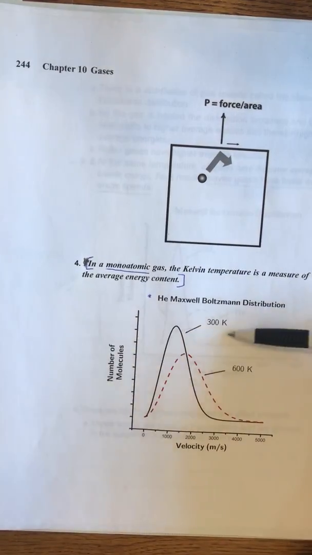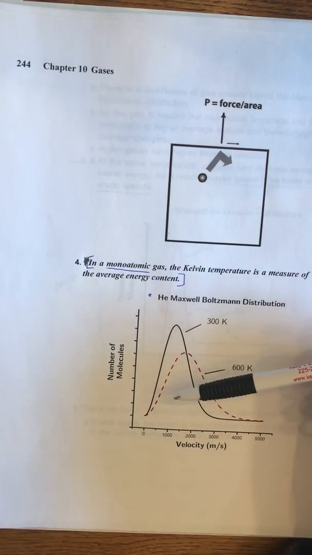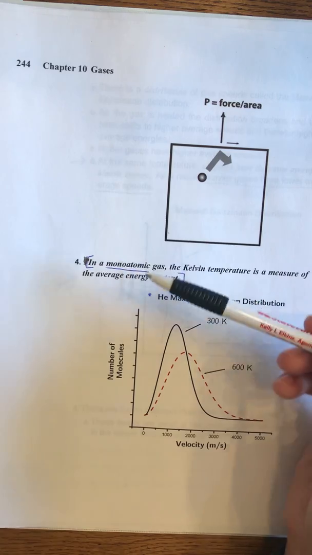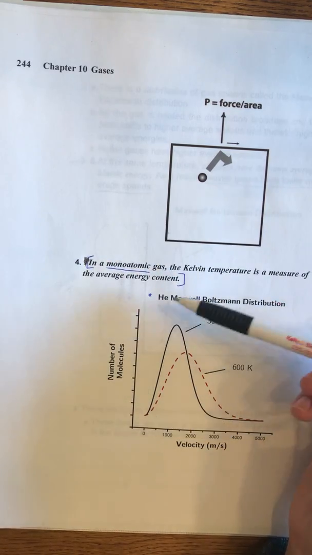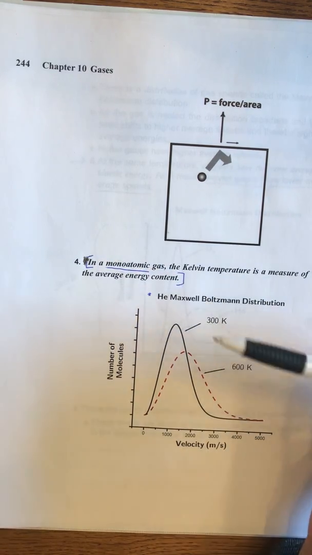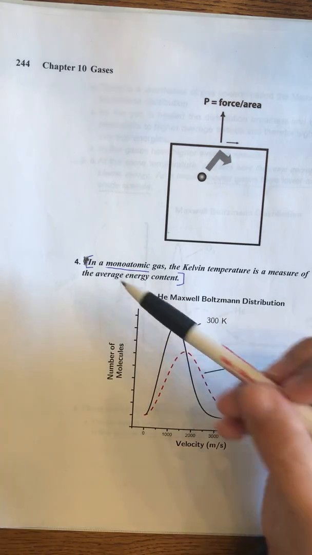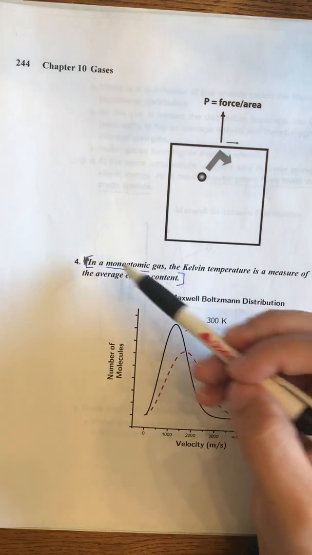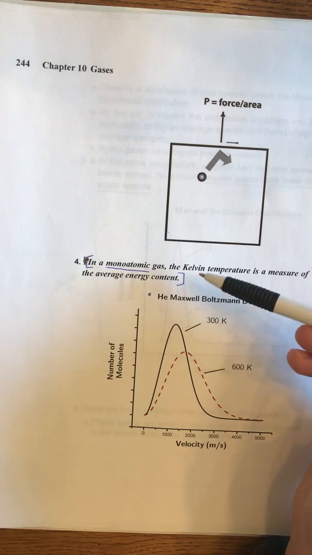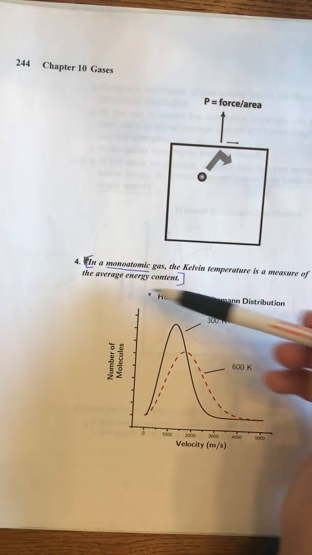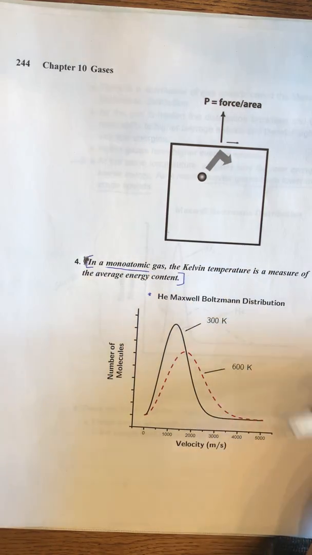All right, we're going to pick up with this Boltzmann distribution graph right here. Monatomic being one atom of gas, so maybe all the gas particles in this case are helium, or maybe they're all argon, just one element making up the gases. And then Kelvin temperature is going to tell us the average energy content, usually kinetic energy.